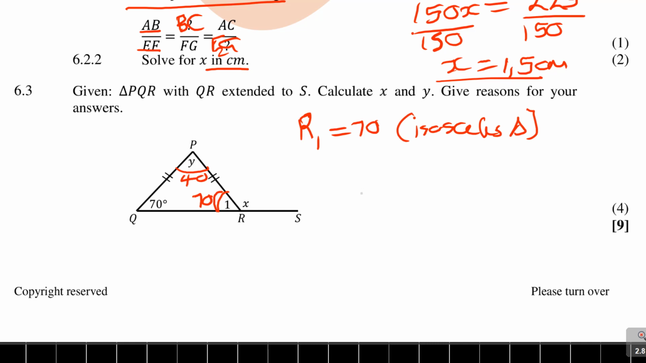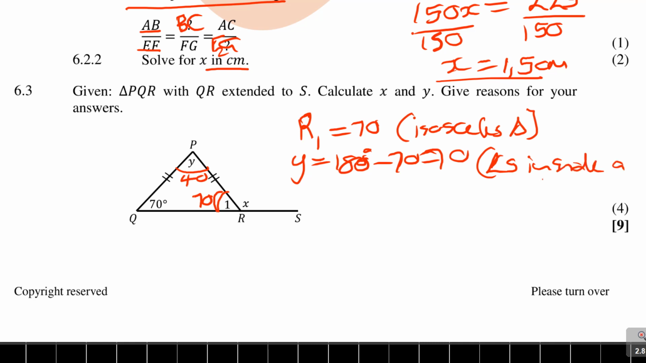You understand? Yes, I understand. Next one, you say Y is equal to what? What did you use? You mentioned Y. I said angles inside a triangle. So Y is equal to 180 degrees minus what? Minus 140, minus 70, minus 70. And then you say angles inside a triangle. So what is Y? We say it is 40.